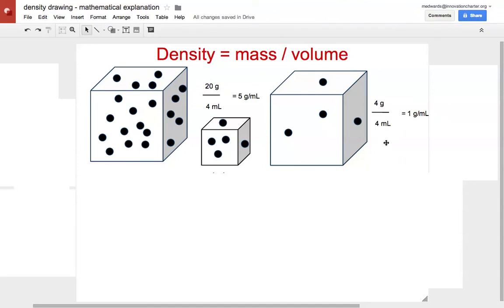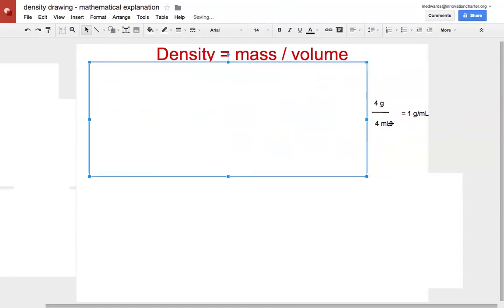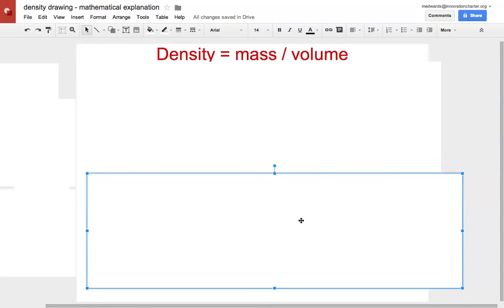So if you had one of those little 1 milliliter cubes, you'd have 1 of those pieces of matter per each milliliter. Let's cover that up now. So there are 2 variables involved with density, mass and volume. We talked about mass. Now let's talk about volume.